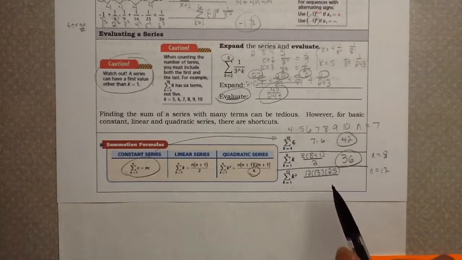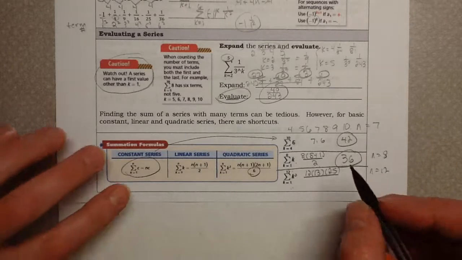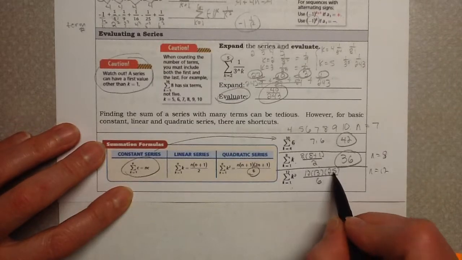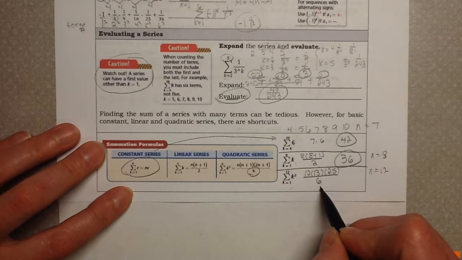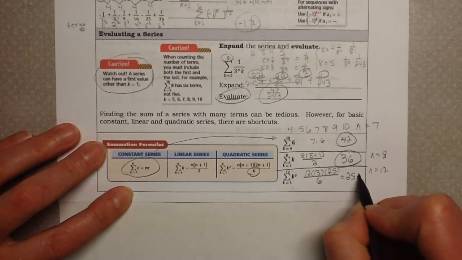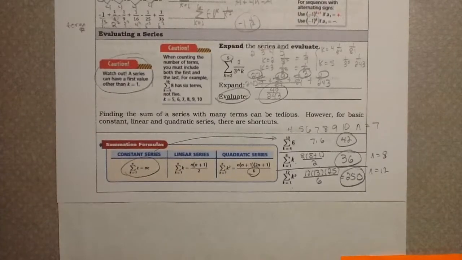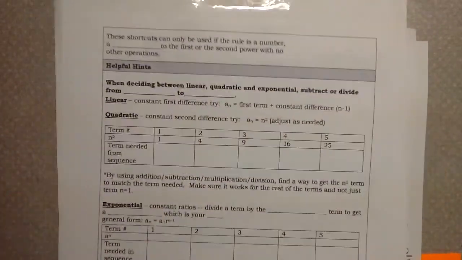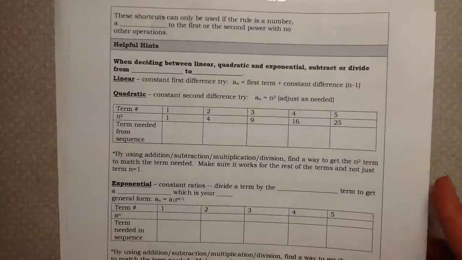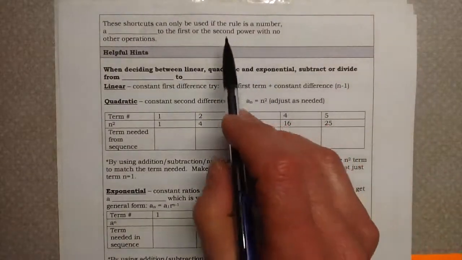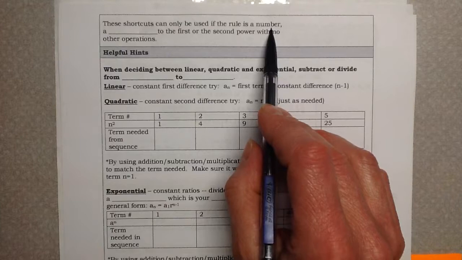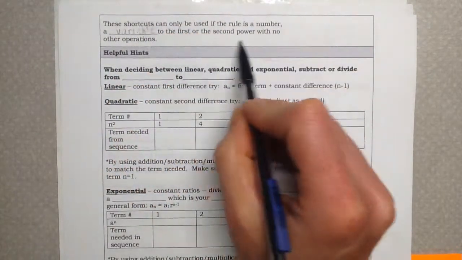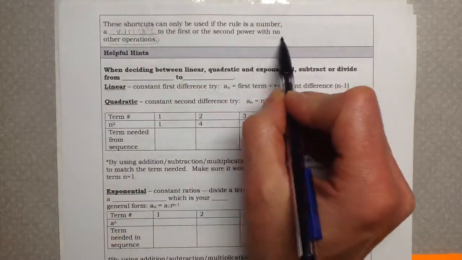Now, if you want the proof of this, there's some examples at the beginning of your textbook for some of these here, and we're dividing by 6. So we multiply all of these out, divide by 6, and you're going to end up with 250 for the sum. Okay, these shortcuts can only be used if the rule is a number or a variable to the first or second power with no other operations.